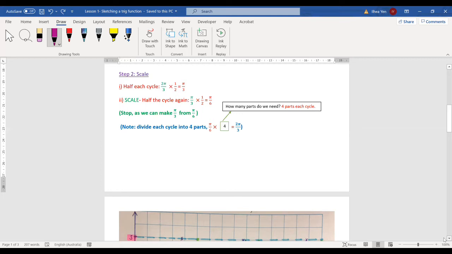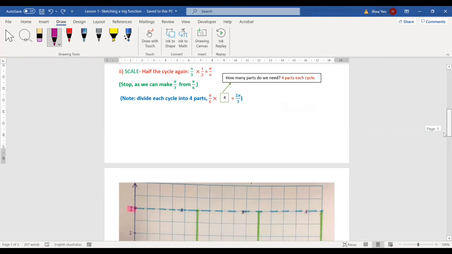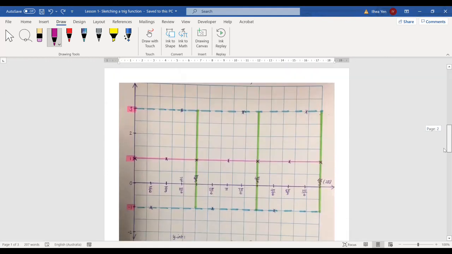So for each cycle, I need to know the scale, what's happening there. I'm just going to halve it to find the middle of that period. When I halved it, I get pi over 3. And then I need to halve it again, which is pi over 6. Then I think I'm just going to stop there.